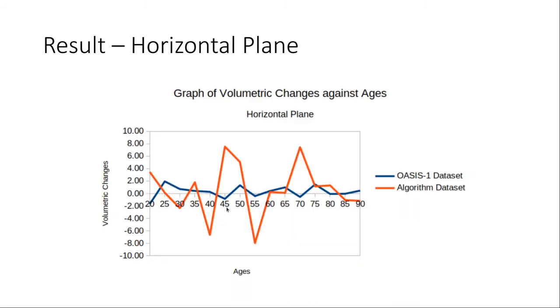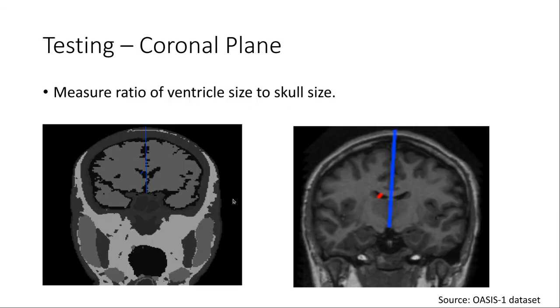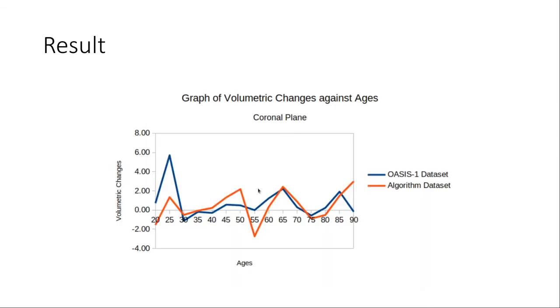This is the ratio differences between every 5 years from age 20 to age 90. You can see from this horizontal plane that the volumetric changes in the generated dataset and the testing dataset are not much different. Next, I perform the same thing on the coronal plane, but the points locations are different. This is the result I got from the coronal plane.